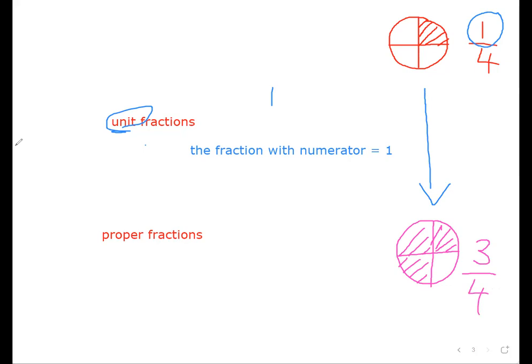Oh, look at the numerator here. It's 3. So the proper fraction is any number different from 1. So for the proper fraction, the numerator could be any number.